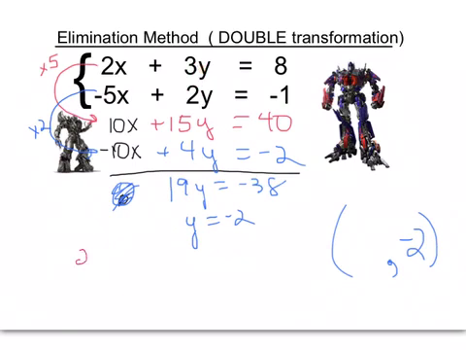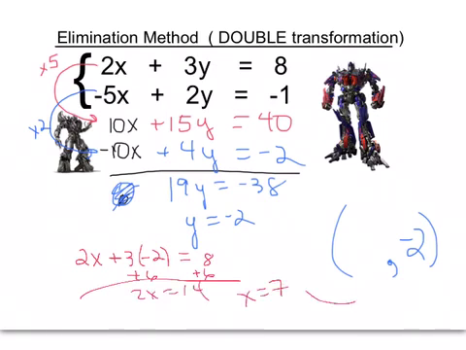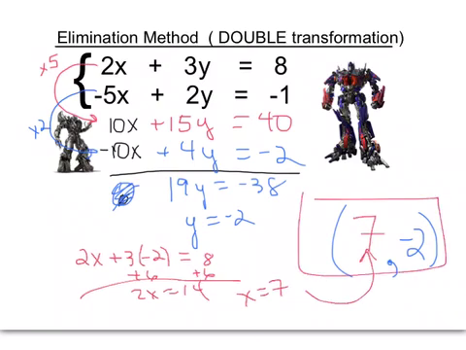So here we have 2x plus 3 times negative 2 equals 8. I'm going to add 6 on both sides because that's a negative 6. And I get 2x equals 14. X equals 7. Plug that guy in right there, and you've got the answer, 7, negative 2. These are the hardest problems where you have a double transformation, and you have to choose the 5 and the 2.